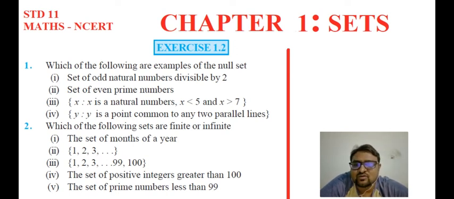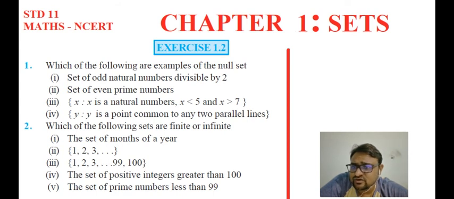Today we'll start with exercise 1.2 of chapter number 1, Sets. Now exercise 1.2 consists of objective questions. So these are the questions that can be asked maximum up to 1 mark only. Okay, so let's start. Question number one is: which of the following are examples of a null set?